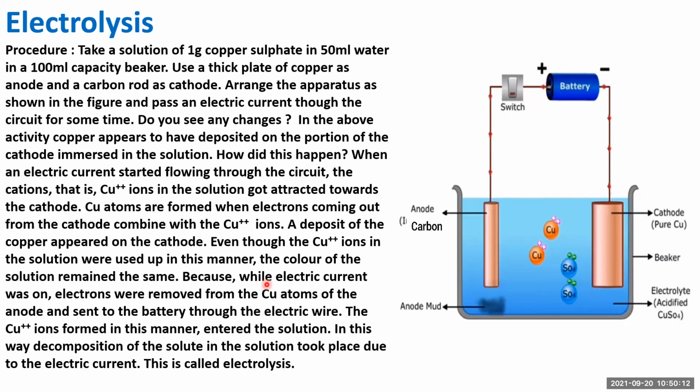While the current was on, electrons were removed from the Cu atoms of the anode and sent to the battery through the electric wire. The Cu2+ ions formed in this manner enter the solution. In this way, decomposition of the solute in the solution took place due to the electric current. This is called electrolysis. This is the definition of electrolysis, in which the solute gets decomposed after applying electric current. It is called decomposition of solute due to electric current, that is electrolysis. Here, the solute CuSO4 gets decomposed.